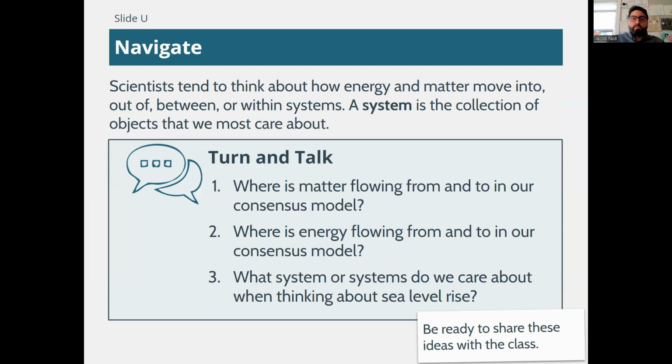And so let's think about our consensus model, which you can refer to either the one that your class has, or you can go earlier in the video where I have an example of a class consensus model. How did we track matter? How is it flowing from, to, in? So where's matter flowing? And then also consider where's energy flowing. And if we consider what system or systems we care about, what do we need to focus on to really know? So we think about what we saw with the globes and with the Earth, with where water's found. What systems do you think we need to focus on?